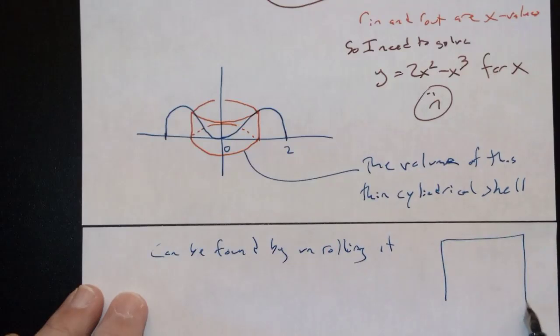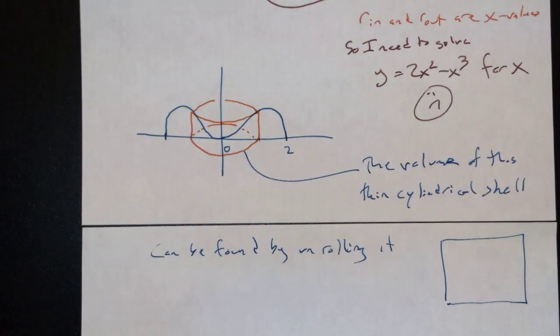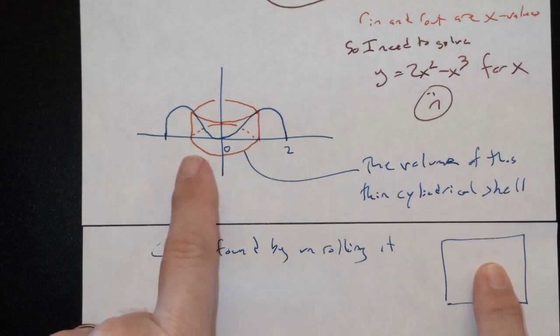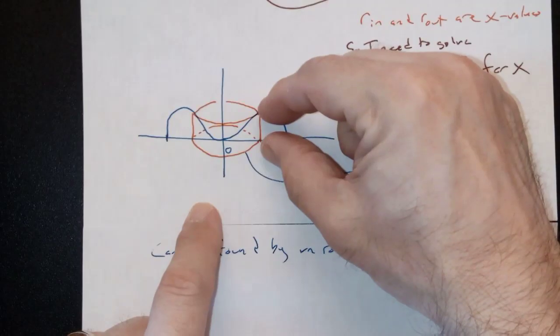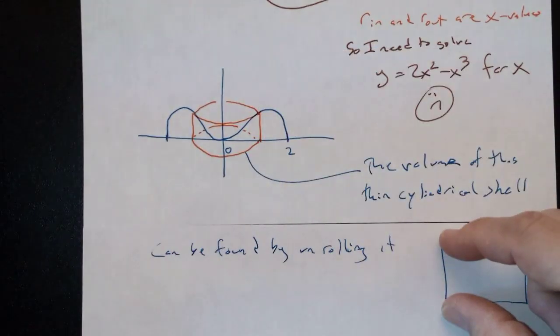Well, if I unroll it, I get the piece of paper that we made the cylinder out of, right? Now, with the actual piece of plastic, it's a little harder, but I can picture myself cutting down one side and rolling this out flat. Okay. This came from here. So this height is this height.